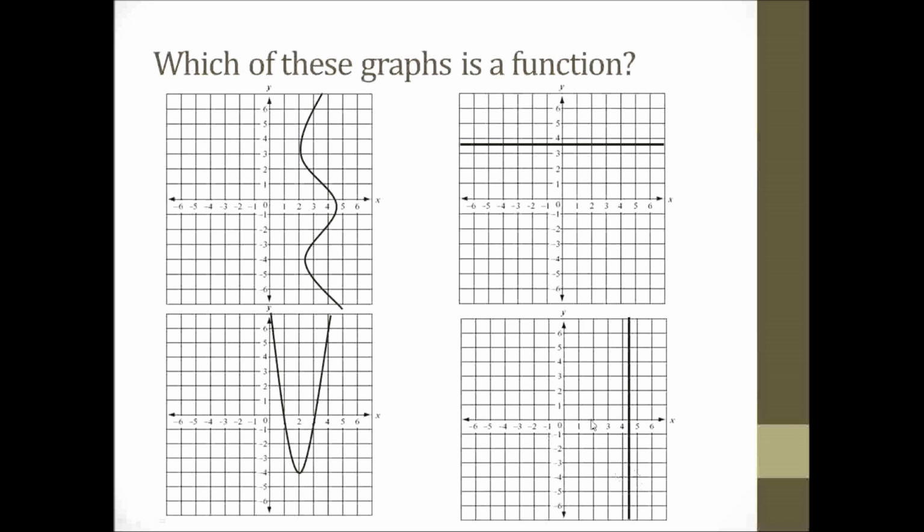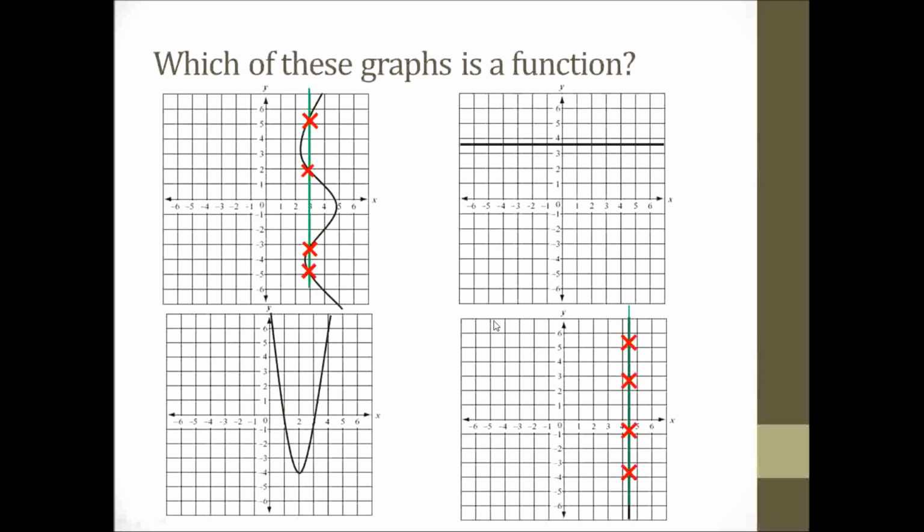Let's talk about this graph and this graph. Can you look at this and draw a vertical line through it? Do you think it's going to be a function? Can you draw a line through this? You think it's going to be a function? It hits 1, 2, 3, 4. It's supposed to hit once. It hits more than once. So it is not a function.